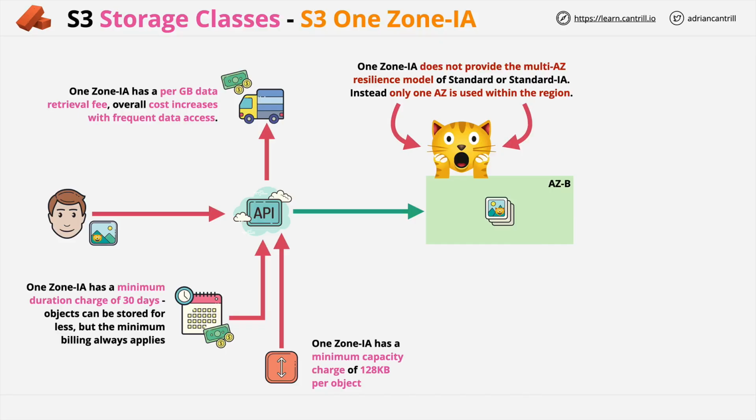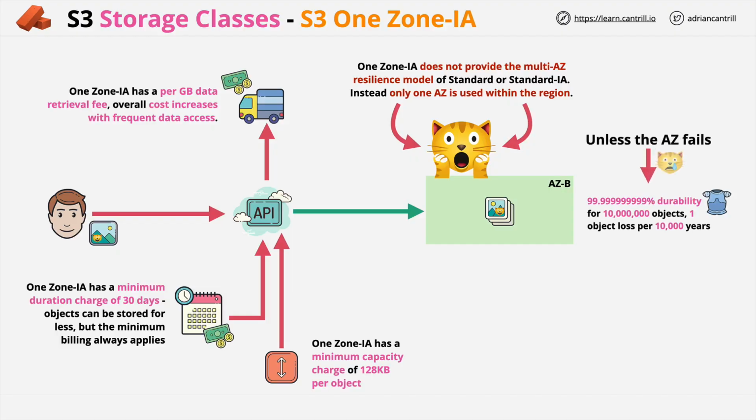So you get cheaper access to storage, but you take on additional risk of data loss if the AZ that the data is stored in fails. Now, oddly enough, you do get the same level of durability, so 11 nines of durability, but that's assuming that the availability zone that your data is stored in doesn't fail during that time period. Data is still replicated within the availability zone, so you have multiple copies of the data, but only, crucially, within one availability zone.